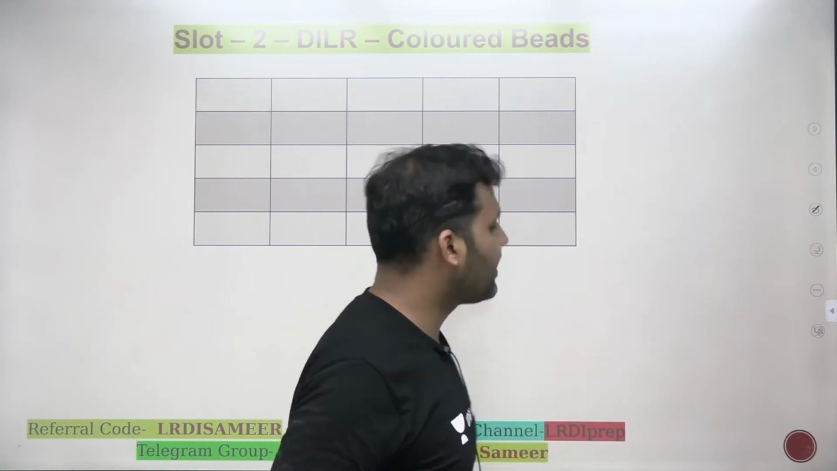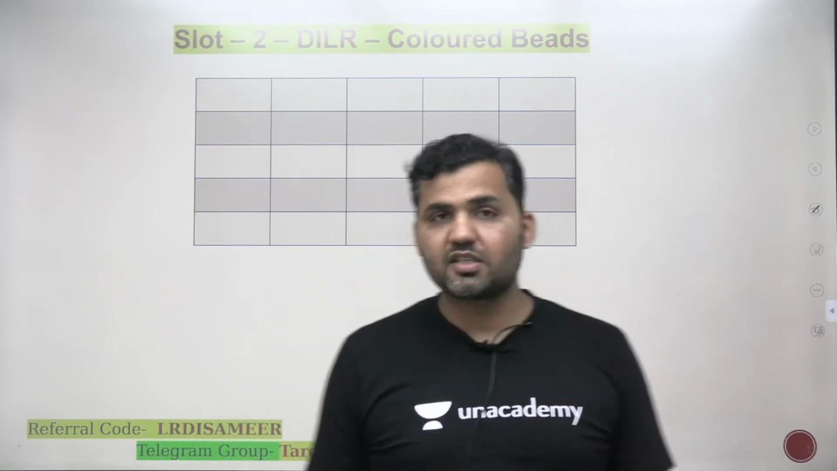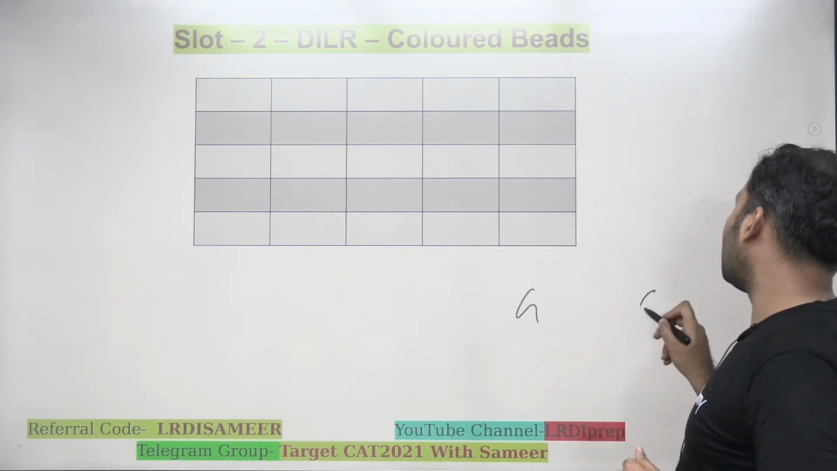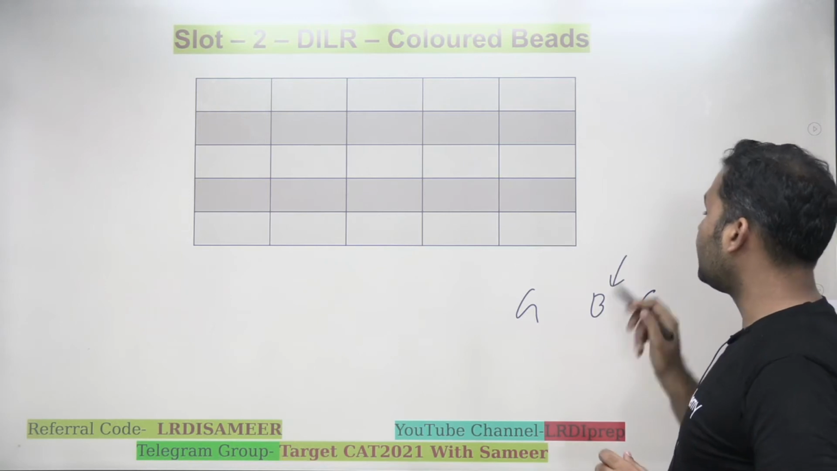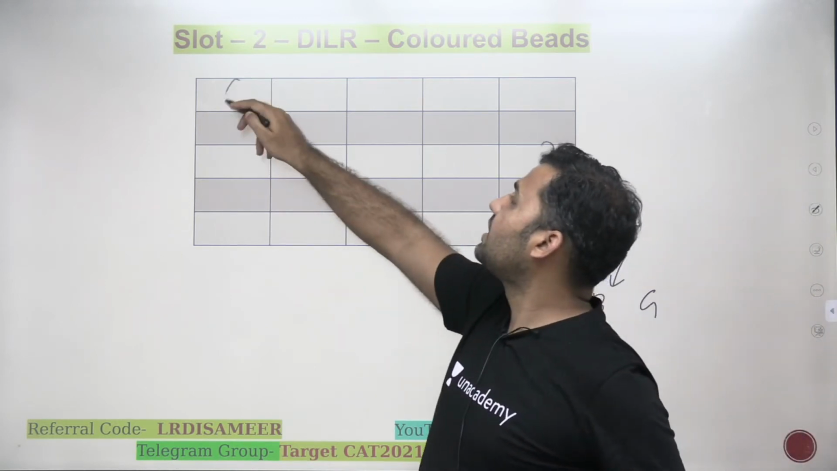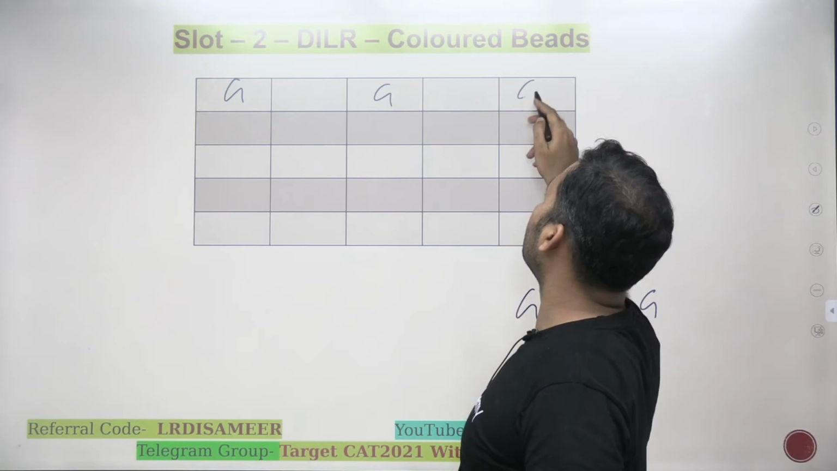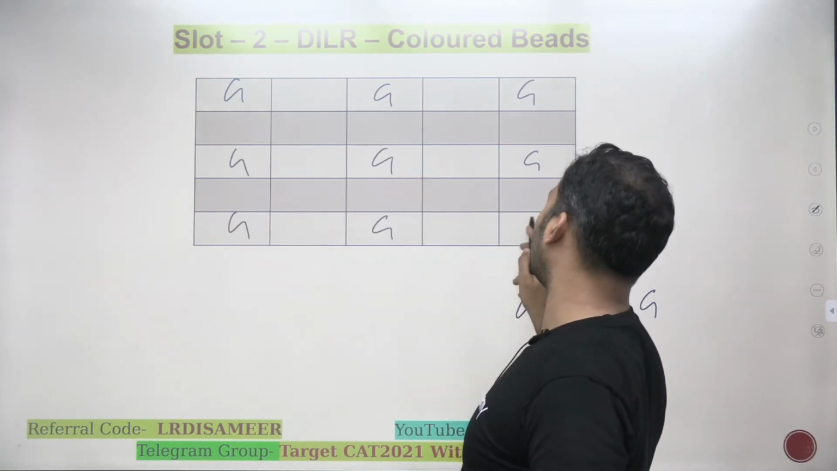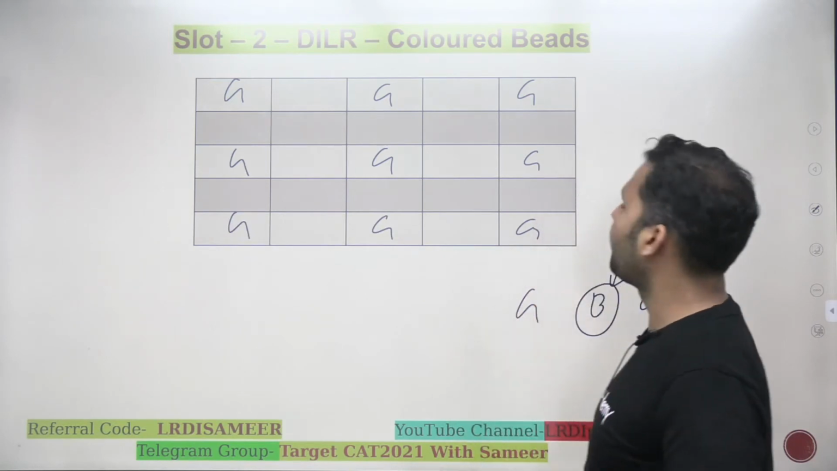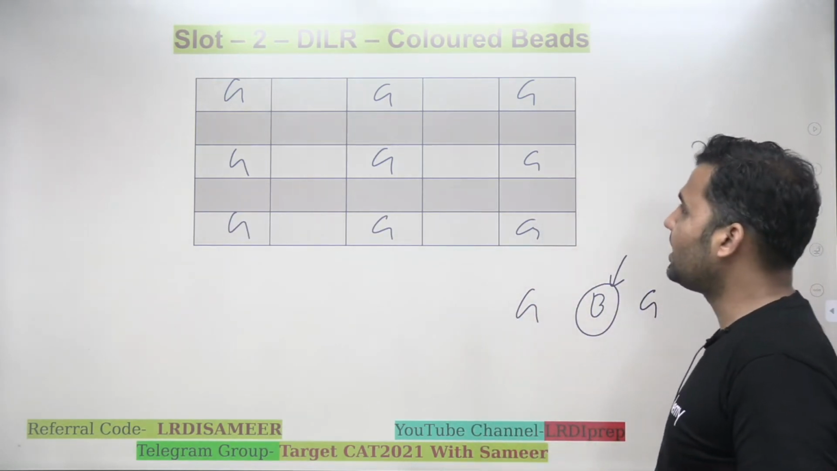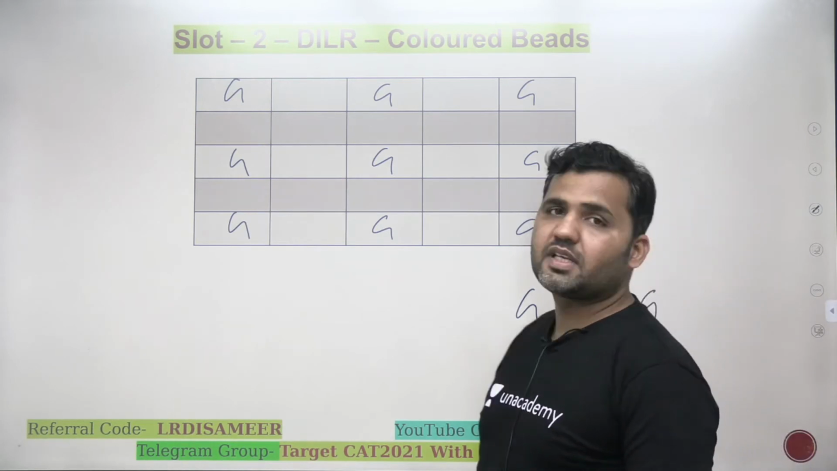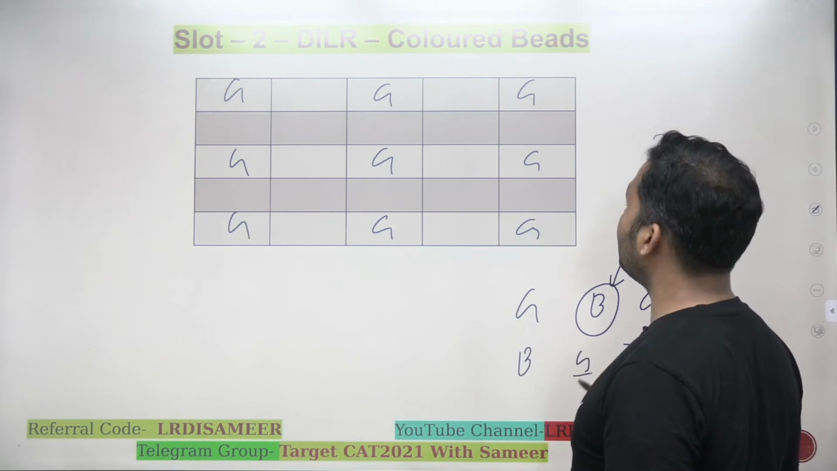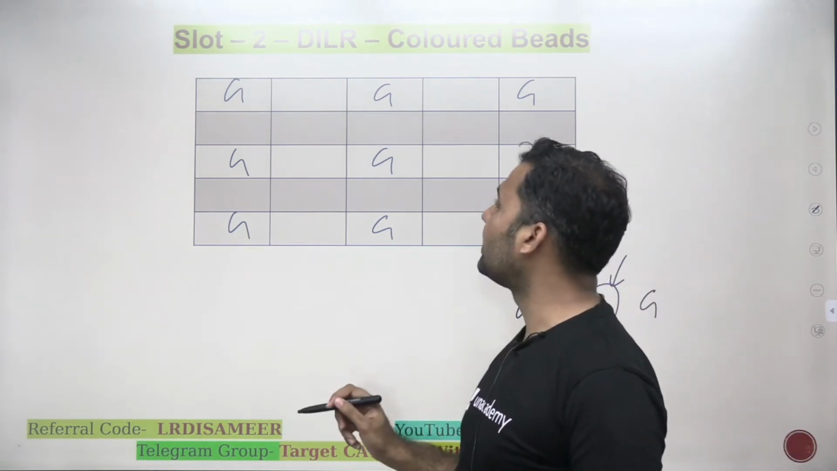So now let's go ahead with the case. If I try to maximize the number of green beads, the condition is that you need to place at least one blue, okay? So I'm placing green here, green here, green here, right? Then again, to satisfy the condition that between any two blue, there should be at least one green.